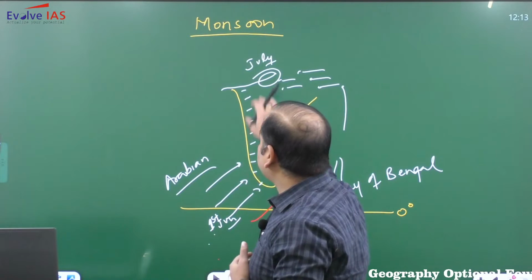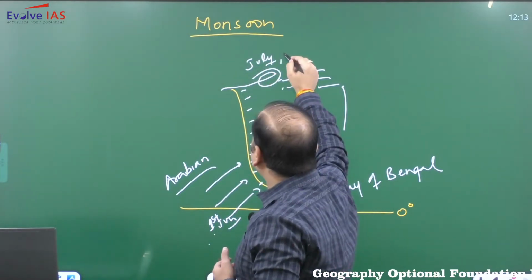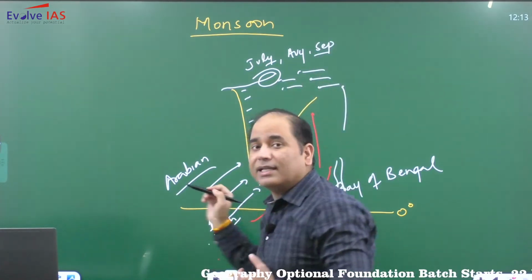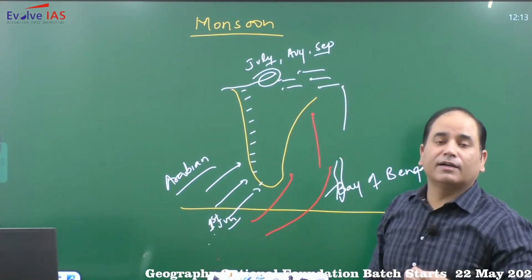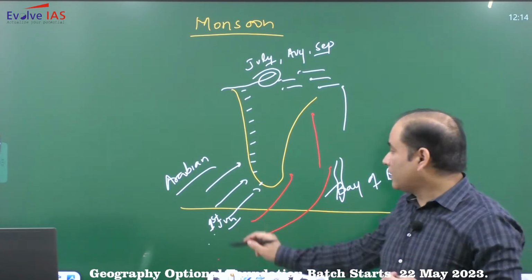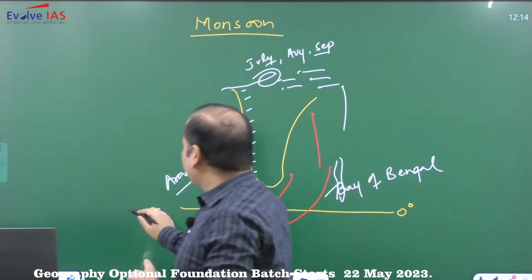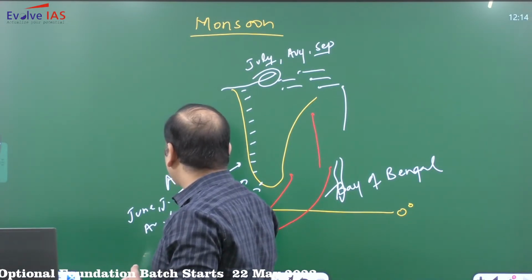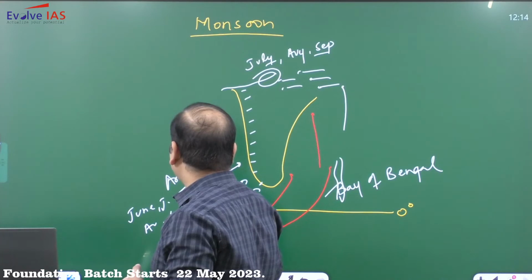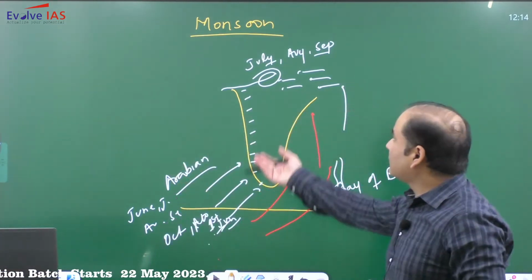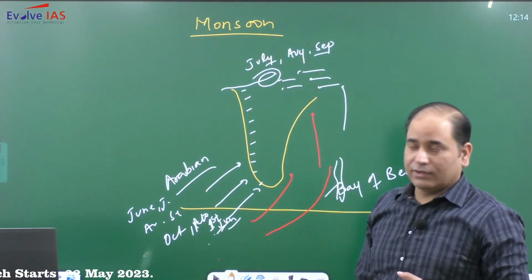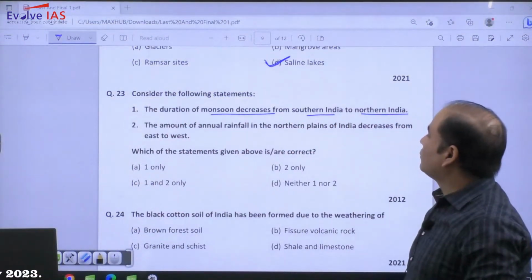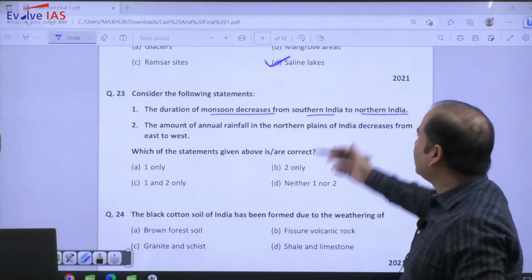So some of the places in North India are getting the rainfall in June, July, August, September, whereas the retreat will be completed by the month of October. So some of these places receive rainfall in the months of June, July, August, September, October, sometimes even November also. So here 6 months, here 3 months hardly. So this statement, that the duration of monsoon decreases from southern India to northern India, is correct.